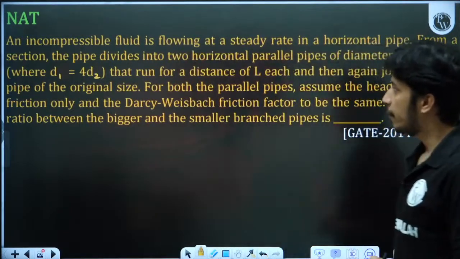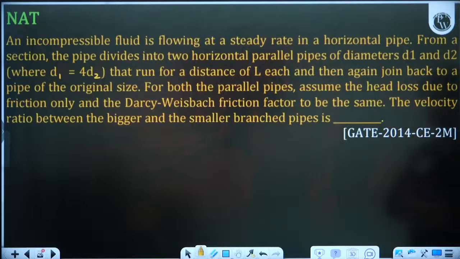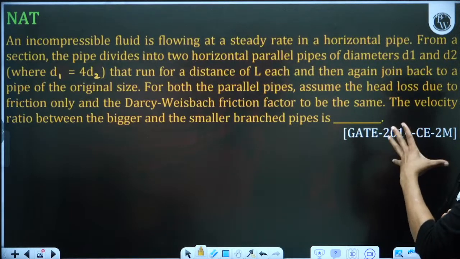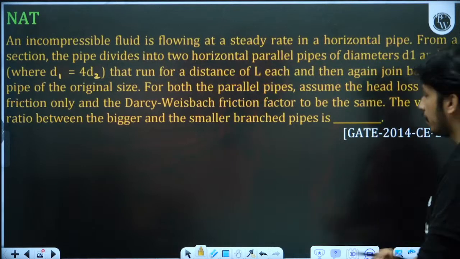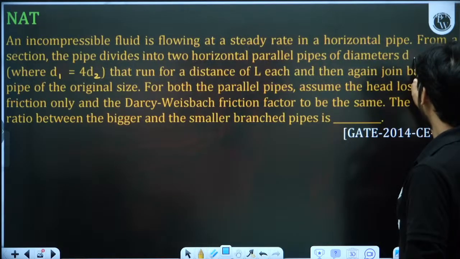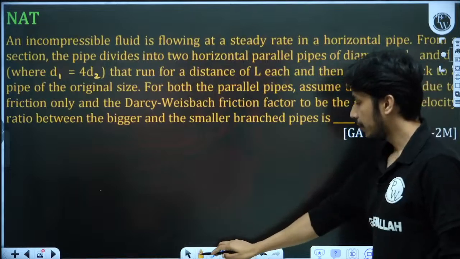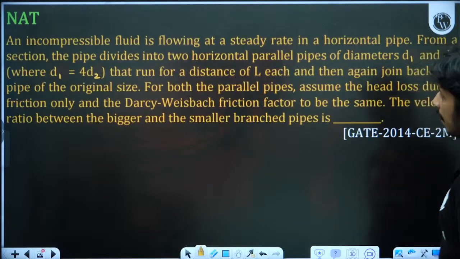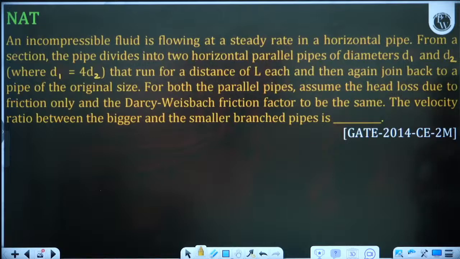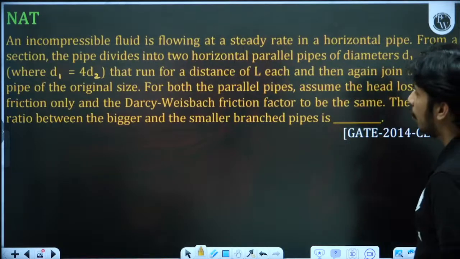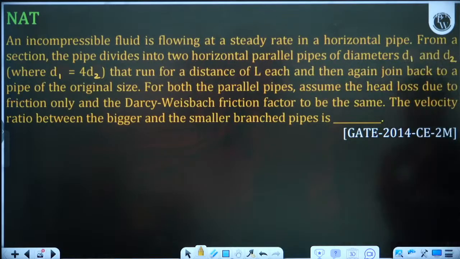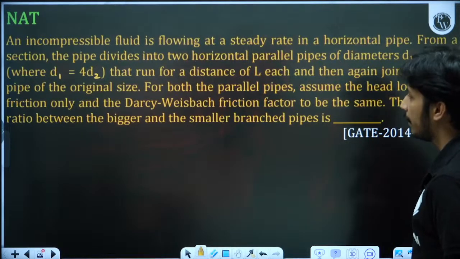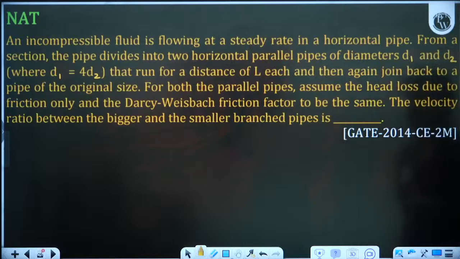An incompressible fluid is flowing at a steady rate in a horizontal pipe. The pipe divides into 2 horizontal parallel pipes of diameter d1 and d2, and d1 is 4 times d2. d1 is larger, d2 is smaller. They run a distance of L each and then join back to a pipe of original size. Assume the head loss to be friction only and the Darcy-Weisbach friction factor to be the same. The velocity ratio between the bigger and the smaller branch pipes?